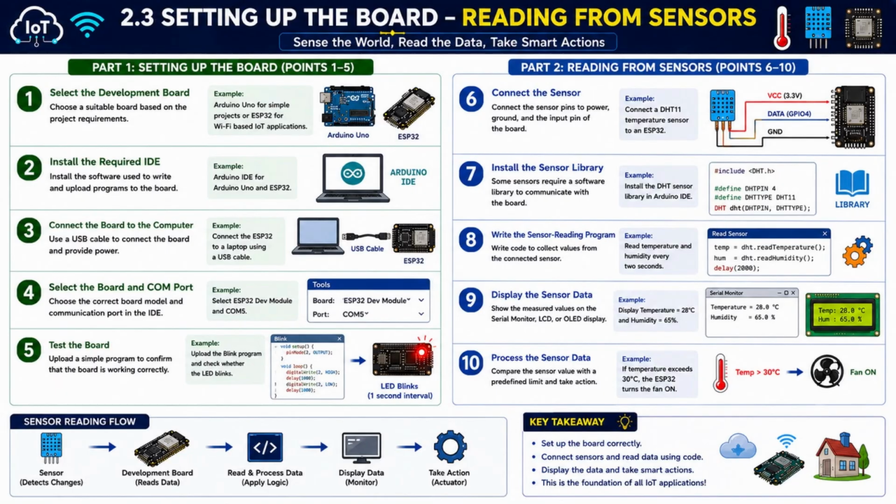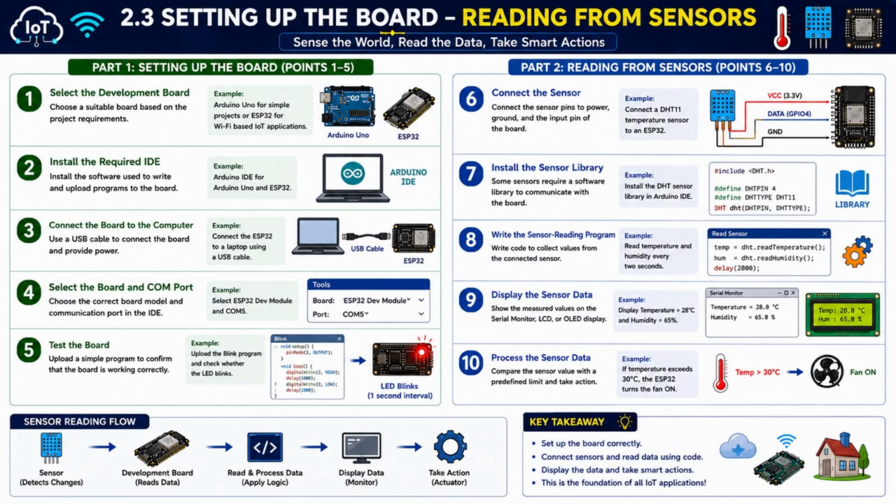Next, what you have to do in the next step? Install the sensor library. Some sensors require a software library to communicate with the board. For that purpose, to communicate with the board, we require a software library. Example, what you have to install here? Install the DHT sensor library in the Arduino IDE software. It is available. That we have to install.